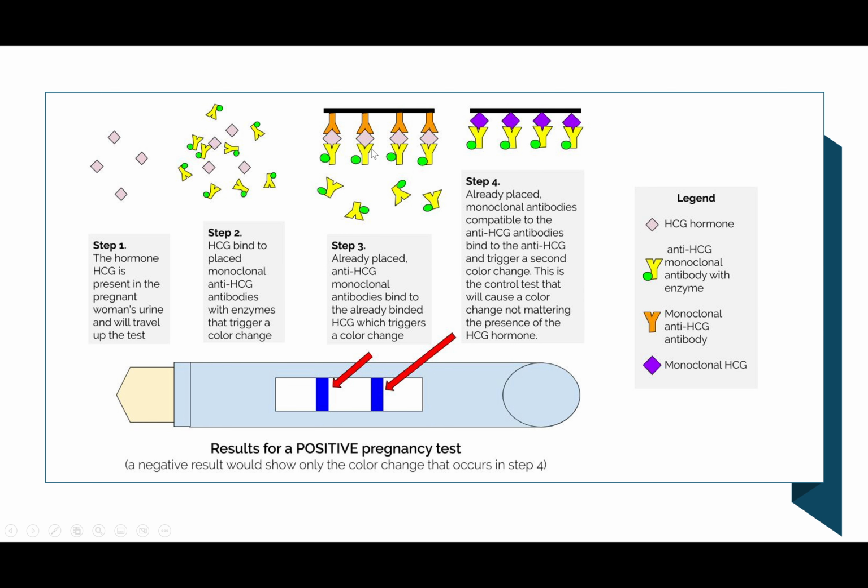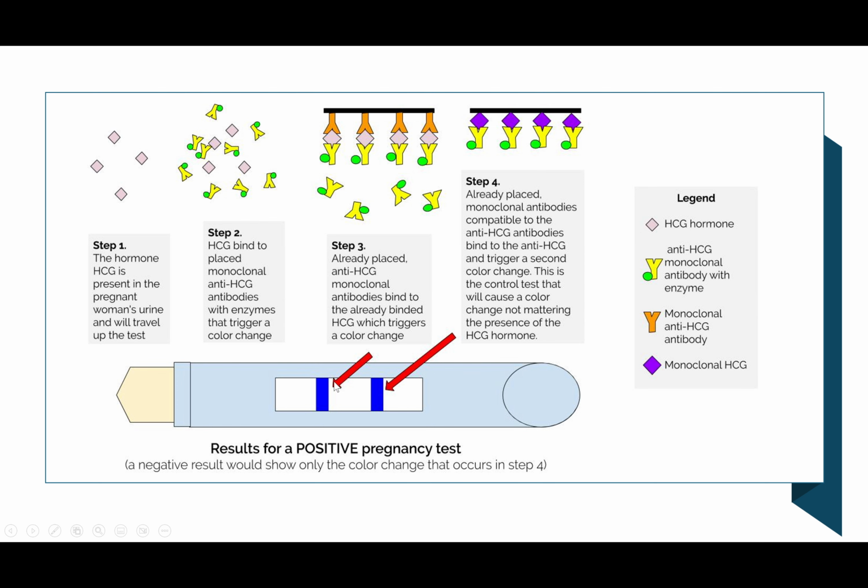When these different complexes, the HCG monoclonal antibody complex, now form, they're going to actually change color. So the monoclonal antibodies that are compatible with the anti-HCG antibodies now bind and trigger a set of color changes. And what we're going to look at here would generally be the control over here. So if there's a color change here, what does that mean? If there's a color change there, that means it's a positive test. If there's a color change here, that means the control is working. So this part will change no matter what.